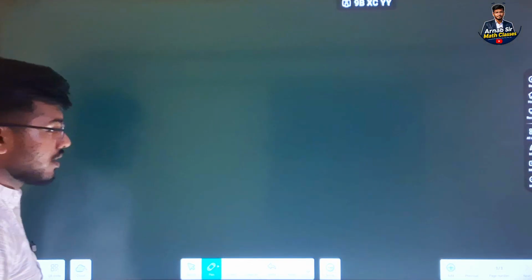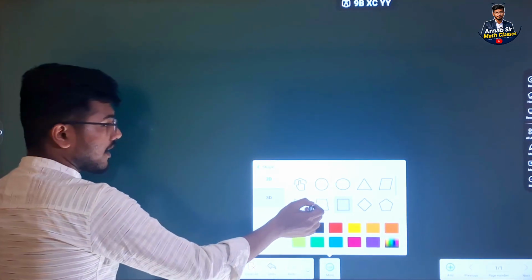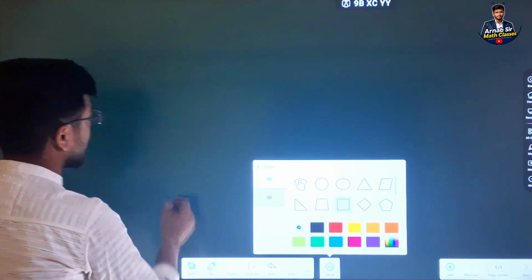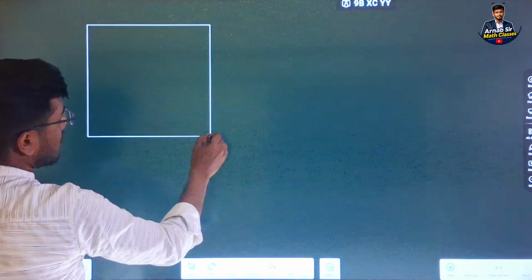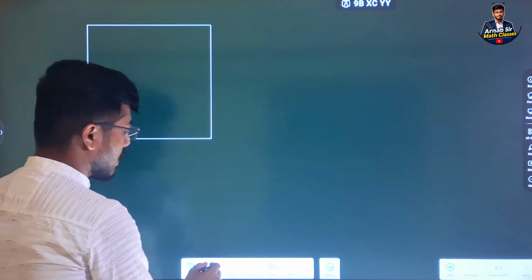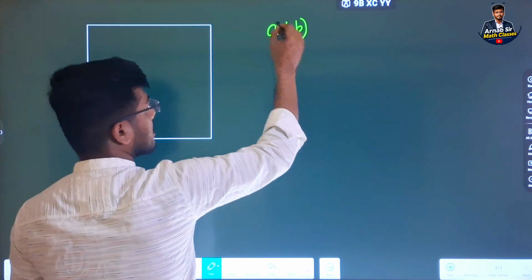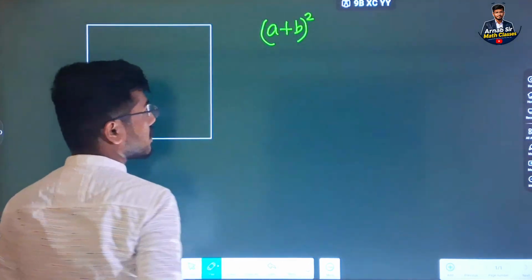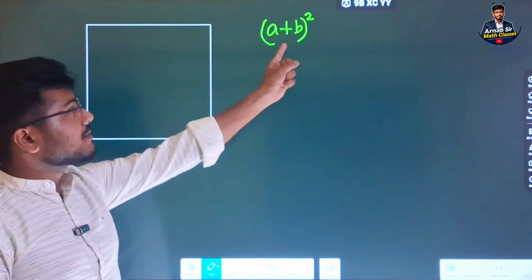Go to the board. Before starting the proof, at first I draw one square. Why do you draw one square? At first, what is the formula we have to prove? The formula is (a plus b) whole square. You have to find out the formula. One thing you have to notice: this is (a plus b) whole square.